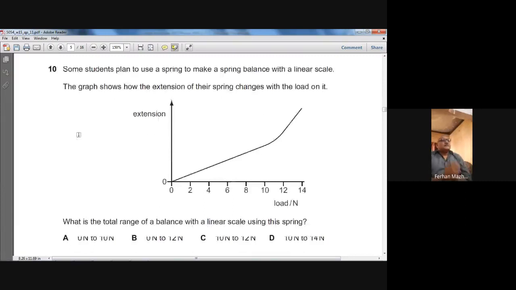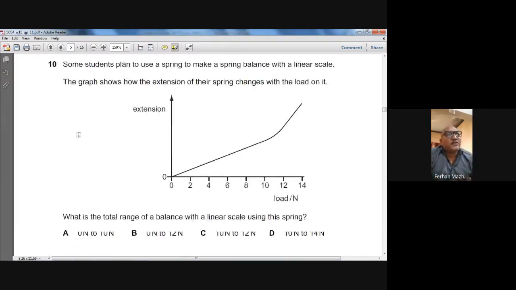Here we go. Some students plan to use a spring to make a spring balance with a linear scale. The graph shows how the extension of the spring changes with the load on it. What is the total range of a balance with a linear scale using this spring? You see, up to which load the graph is a straight line. Let me increase the size of this diagram so you can see it.